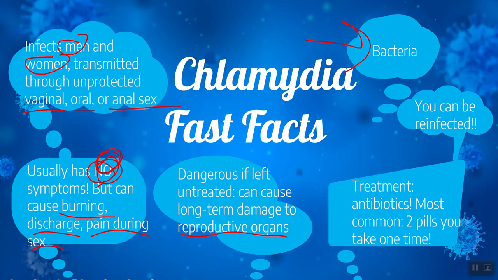Now, the good thing about this, chlamydia is a bacteria, right? And how do we treat bacteria? With antibiotics. Once you get tested for chlamydia, if you test positive, all the doctor is going to do is give you 2 pills, and you are going to take those 2 pills one time, and you are good to go. However, if you end up having sexual activities with somebody that has chlamydia again, you can get reinfected, but the treatment is very simple.